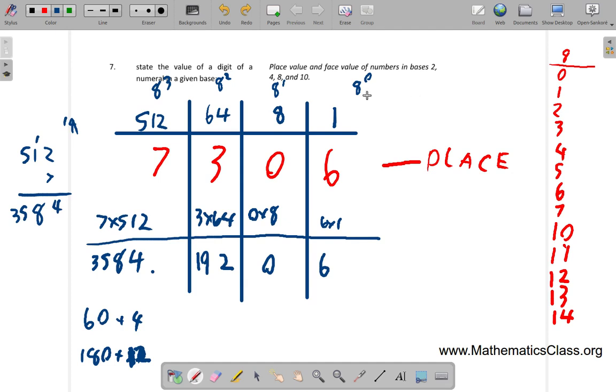And base 8, sometimes it's called octal, so when you hear the word octal, it means base 8.